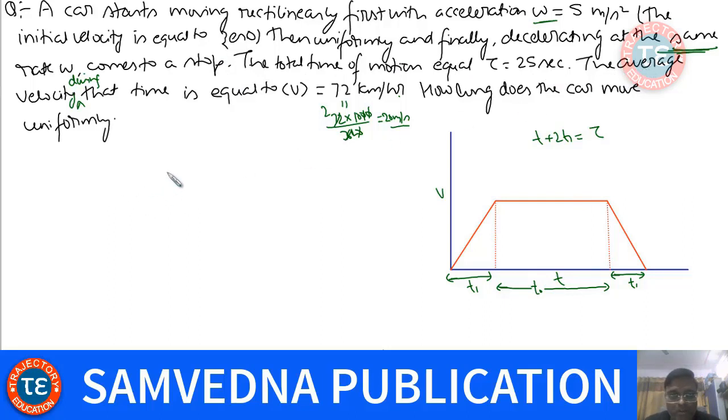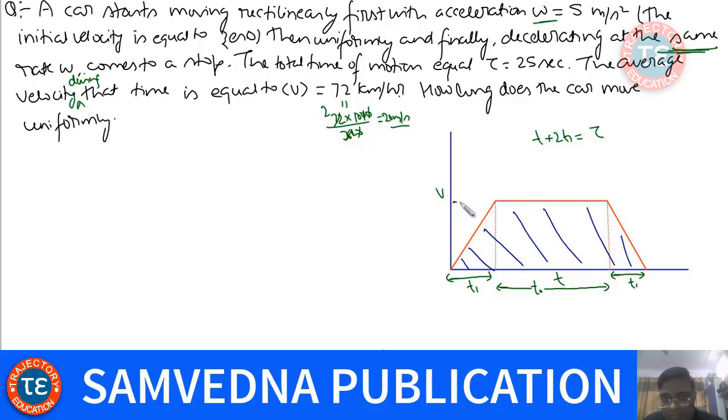And average velocity would be what? Average velocity is going to be the total displacement by total time. So what could be total displacement? Total displacement would be the area under this graph. It's a rectilinear motion, so just find the area under this graph. That would be the area of this triangle plus area of this triangle plus area of this rectangle, or you can say the area of the trapezium.